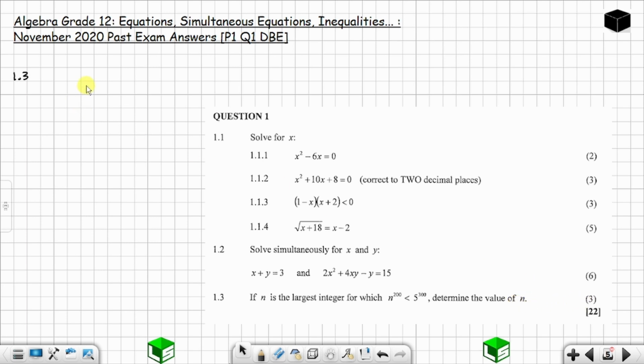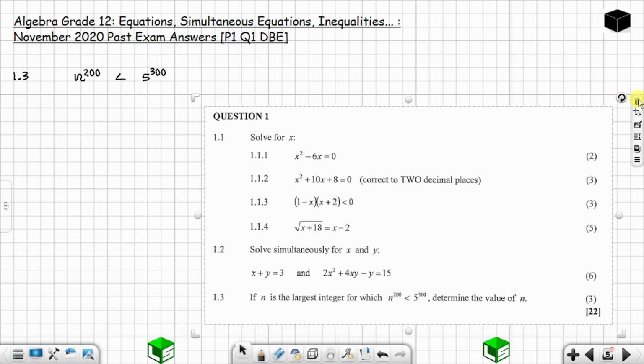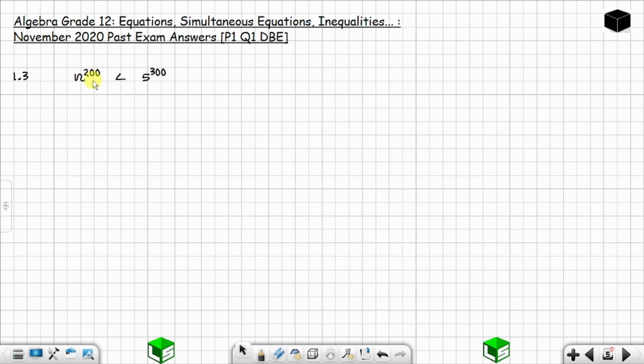So the question is this: n to the power of 200 less than 5 to the power of 300. You need to determine n, and n is the largest integer for which this is valid. There are many ways in which you can solve this question. I'm going to use the log approach.